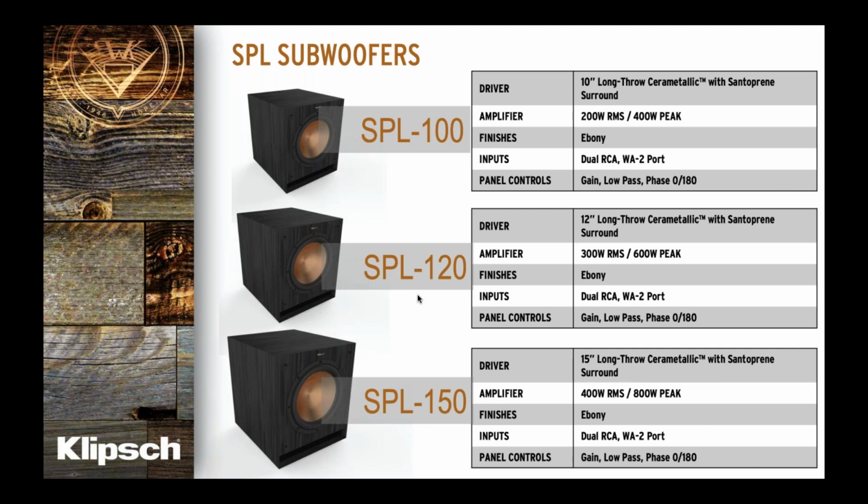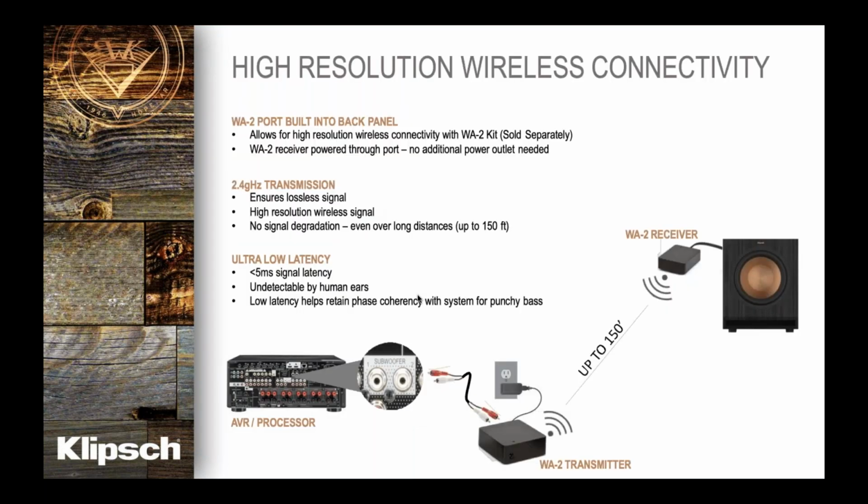So the SPL 150, 800-watt peak amplifier, goes down pretty close to 20 hertz. I believe the extension on that is close to 18 or 19 hertz. For under, I think, $1,500 at retail, there's no better value in subwoofers on the market today. So the SPL line is really meant to bring the performance and value that you see on the Reference Premier line to the subwoofer space.